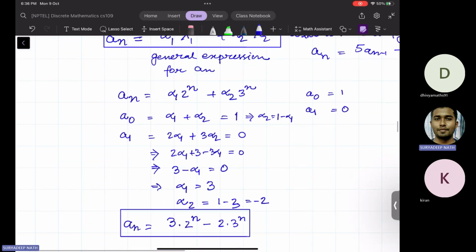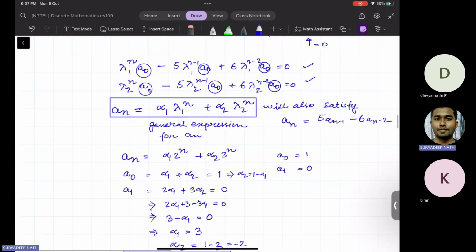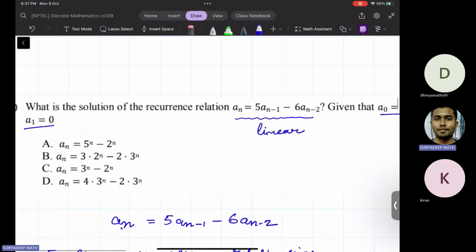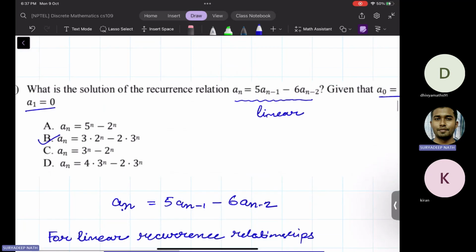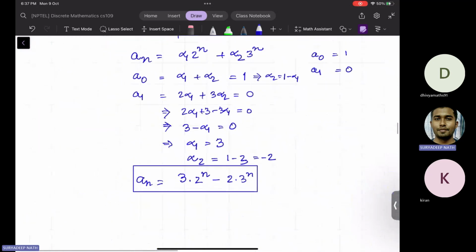So this is the expression for a_n. The right answer would be option B. Note that this proof holds only if it is linear.